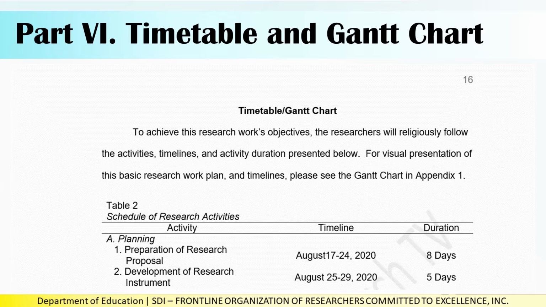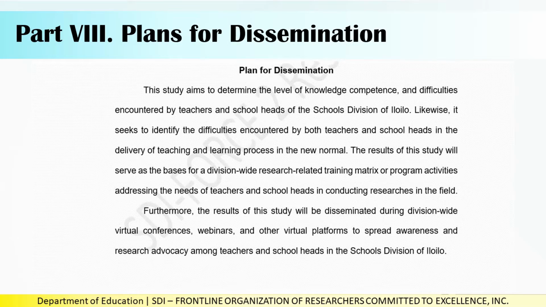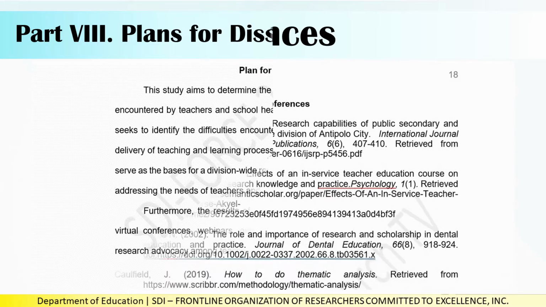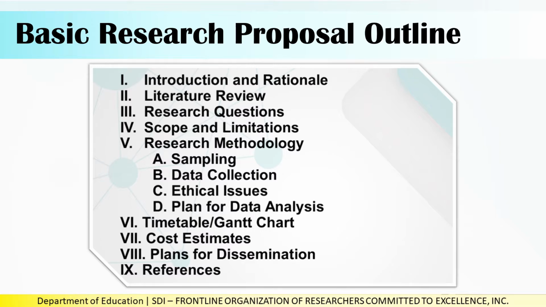Next, we have the cost estimates, plans for dissemination, and references. That's all about the parts of the basic research proposal. This is the outline.